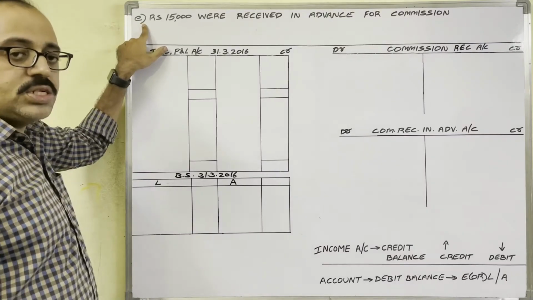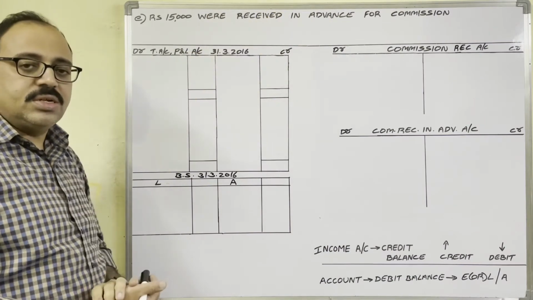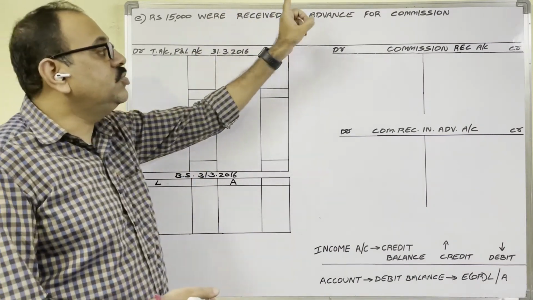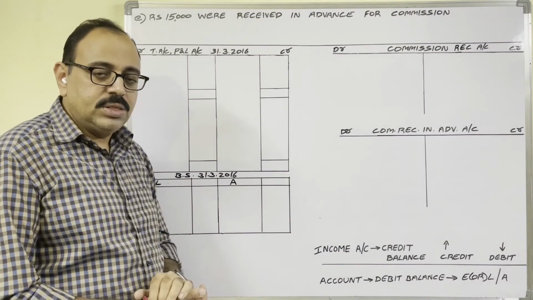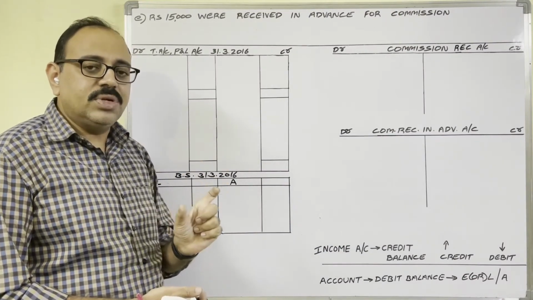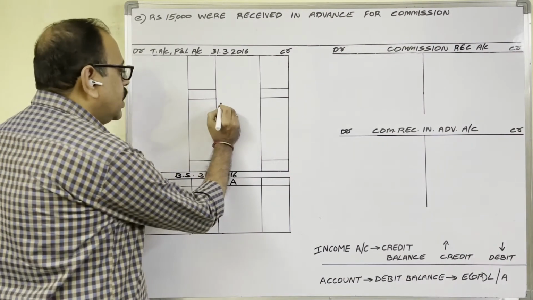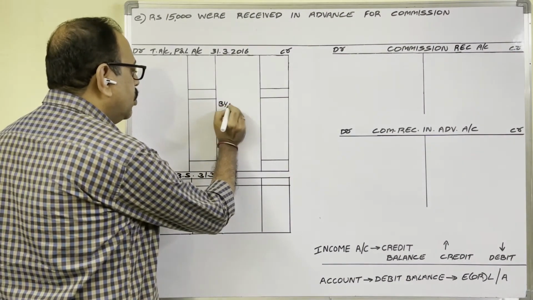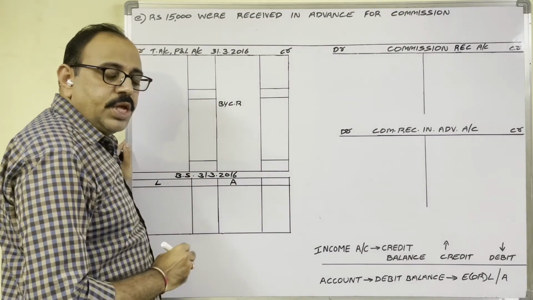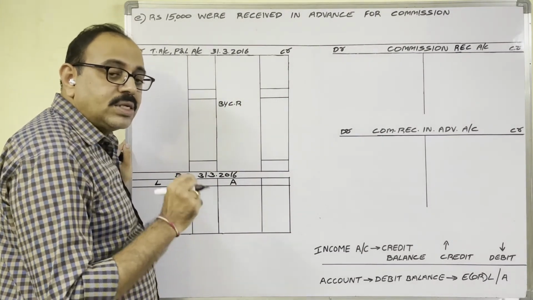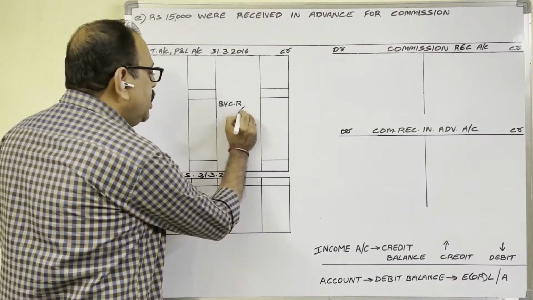E point, last one. 15,000 were received in advance for commission. Commission received in advance 15,000. This is the adjustment. So commission received is an income, indirect income. It appears on credit side of profit and loss account by commission received. Assume that in trial balance commission received 60,000 is given. So that amount in inner column.